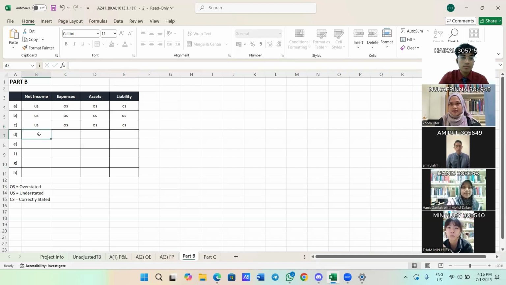For D, a total of RM 7,800 as the unearned revenue was realized. Anybody would like to give the answer? I think the answer for net income is understated, and expense is correctly stated. Same with asset. Asset also is correctly stated, and the next liability is overstated. Is that right, Afina?